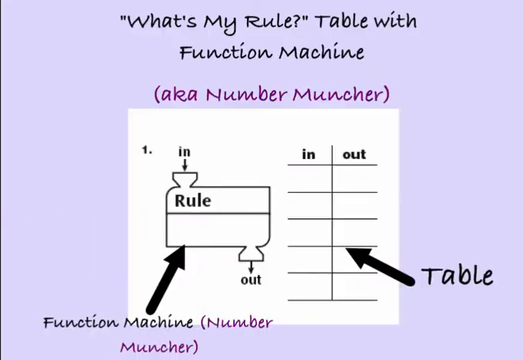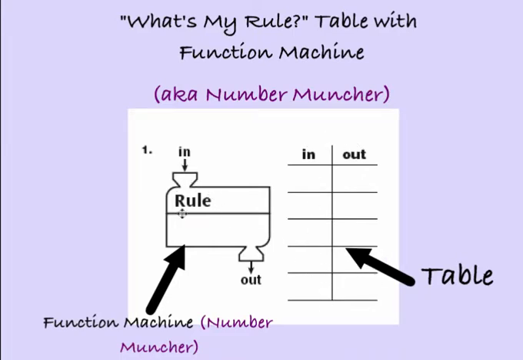You have likely seen these before, and this is what they look like. They're called What's My Rule tables with a function machine. I like to call the function machine, this part over here, a number muncher, because what happens is you put a number into the machine and the rule makes it change into a different number that spits it out, and then you put it in the out column. So the in and out numbers are related by what the rule says to do.